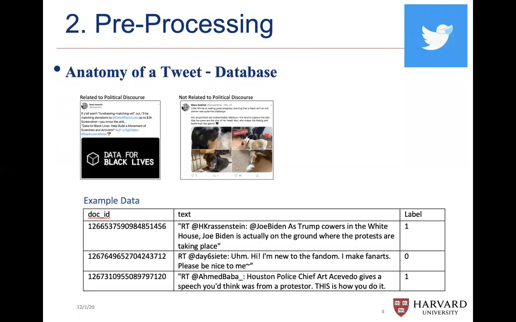So, pre-processing. What is the anatomy of a tweet database? We have tweets in our database that are related to political discourse and not related to political discourse. First of all, our data has three columns: document ID, text, and label. Label is whether the tweet is political or not. One, as you can see in the first tweet, is talking about Joe Biden, so it is political. Zero, such as the second tweet, is not political. The text of the tweet appears in the middle column, titled text.